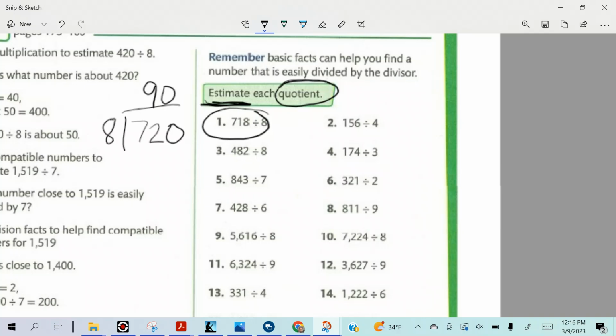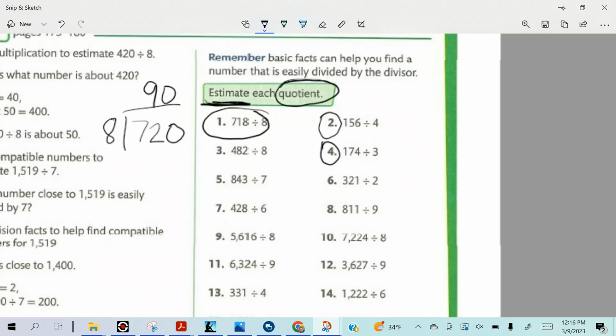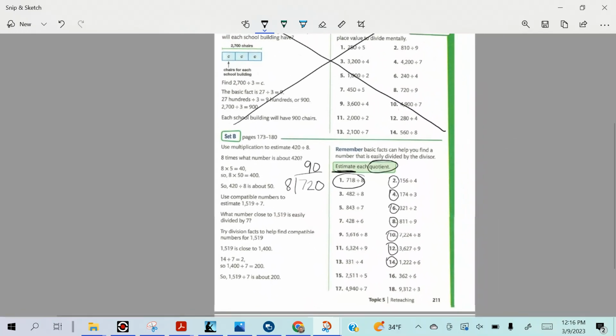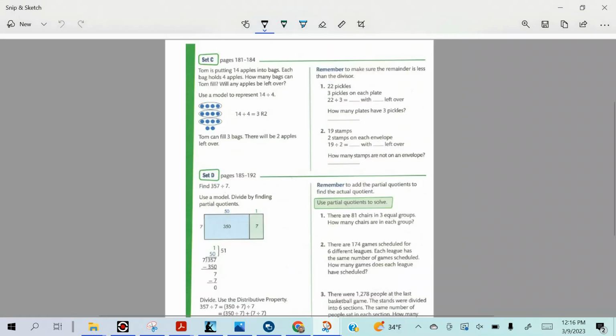On this page, you only have to do the even numbers. So 2, 4, 6, 8, 10, 12, and 14. Okay, so that's what you have to do for set B. Oh, I guess there's 16 and 18 also. So you'll do that for set B. And then on the back of this page, you have set C and set D.